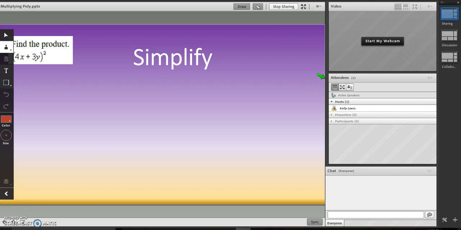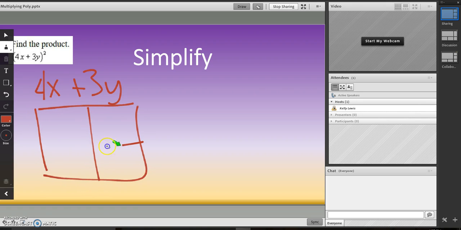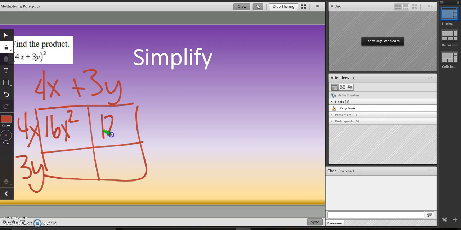All right, let's start again. 4x plus 3y. We'll do a box. 4x plus 3y. All right, 4 times 4 is 16, and x times x is x squared. 4 times 3 is 12, x times y is xy. 4 times 3 is 12, x times y is xy. 3 times 3 is 9, y times y is y squared.